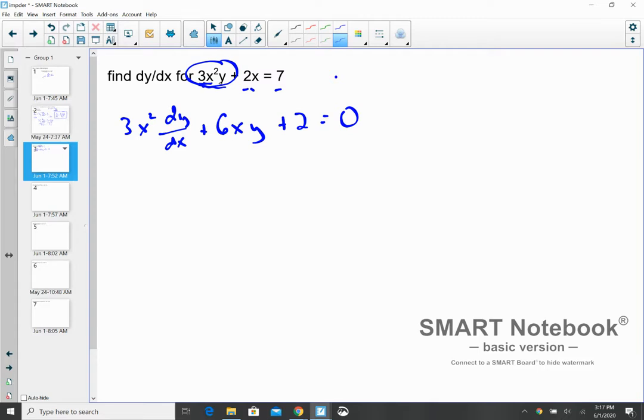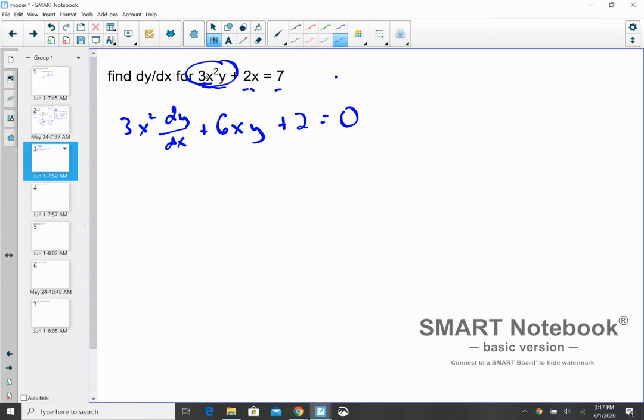The 6x came from the 2 times the 3x. That's where the 6x comes from. Remember, with the product rule, it's the derivative of one with the other, and then the other way around. So here, I didn't take the derivative of 3x squared. I took the derivative of y. Bam, that's what you get.